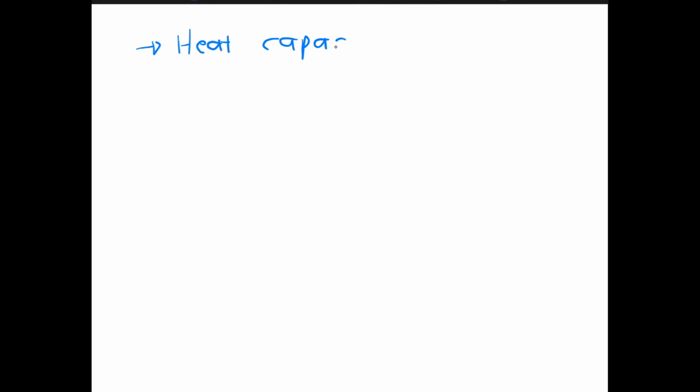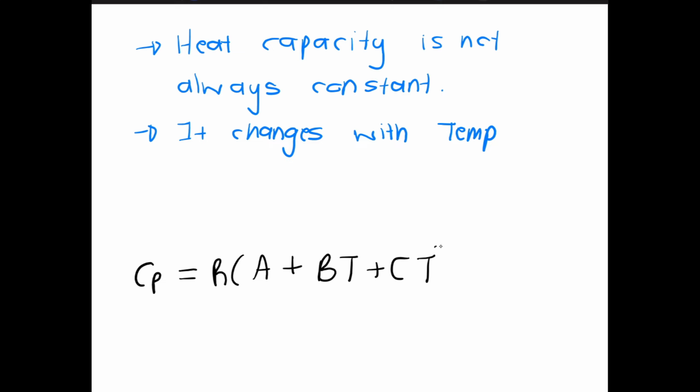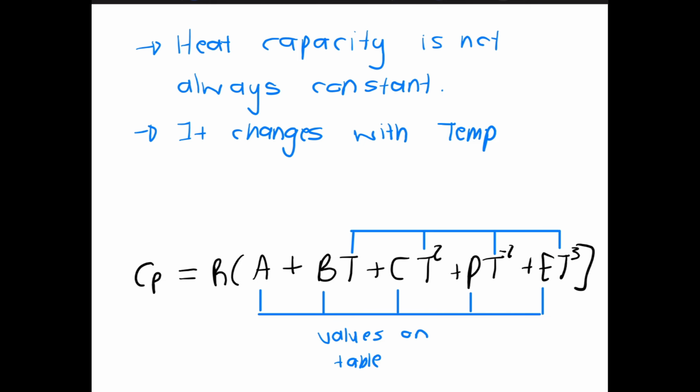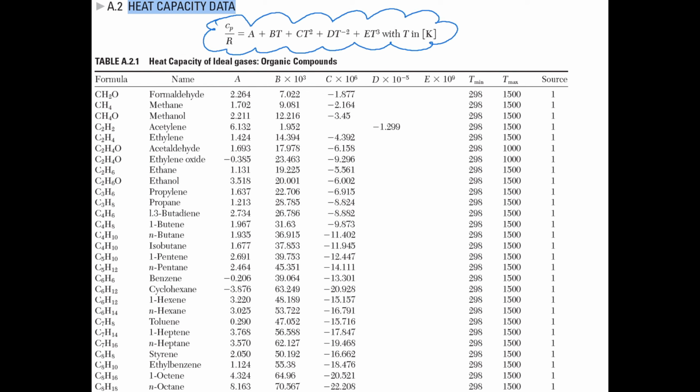Heat capacity isn't always constant. It changes with temperature. So, if temperature changes, how can we calculate the heat capacity? Over time, people set up tables to help calculate the heat capacity as temperature changes. All you need is the tables and this formula. You find the elements you want on the table and plug the values into the equation to get that element's Cp value at a specific temperature. The A to E values are supplied within the table.